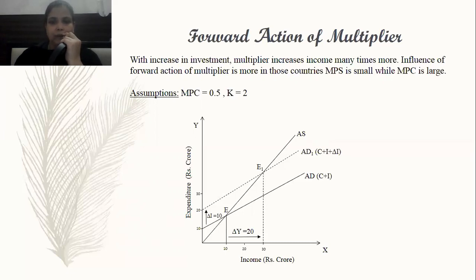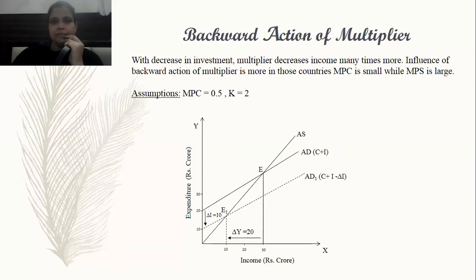At E1, the income is equal to 30 crore rupees. It means you will move from 10 crore rupees to 30 crore rupees. 30 minus 10 is equal to 20. It means as a result of change in investment of 10 crore rupees, there is change in income of 20 crore rupees. It means multiplier is equal to 2. This is considered as forward action of multiplier.